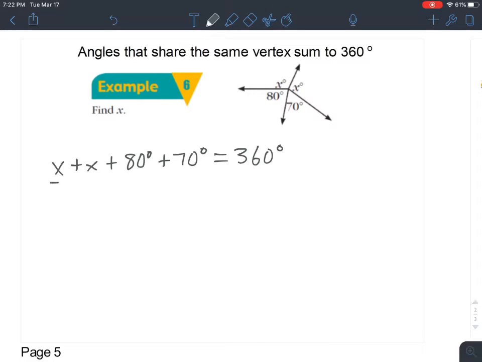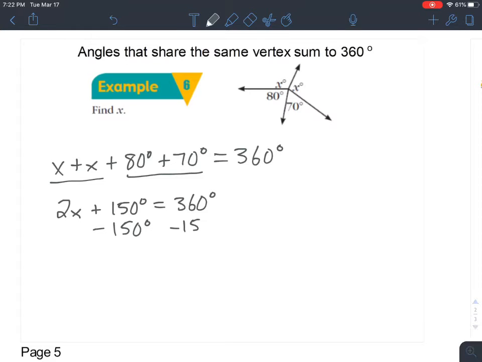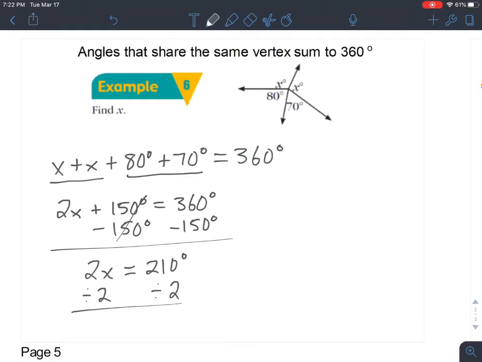Now we need to combine our like terms on the left side. I see x plus x, that makes 2x. 80 and 70 add together to make 150 degrees. And now we just need to solve for x. We subtract 150 on both sides. We get 2x is equal to 210. We divide both sides by 2. And that leaves us with x is 105 degrees.